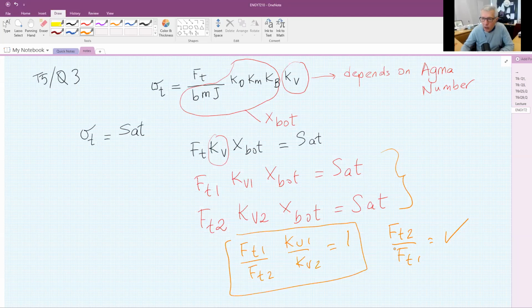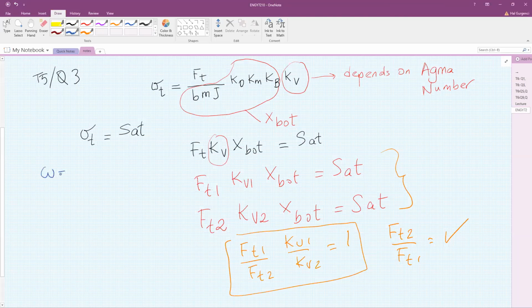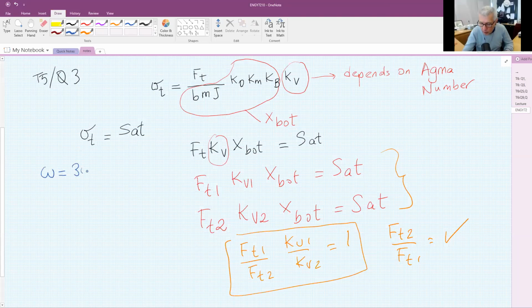So let's calculate KV. So we have omega is given. Omega is given as 30 radians per second. And pitch radius is given as 0.1 meters. So from here, linear velocity is 3 meters per second. Happy with that?